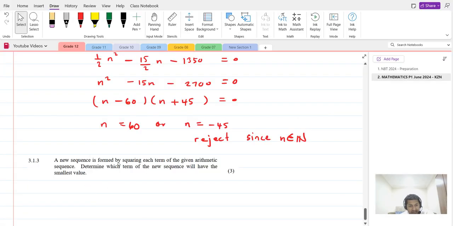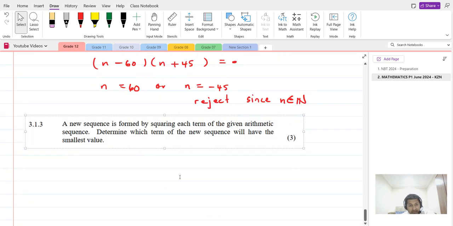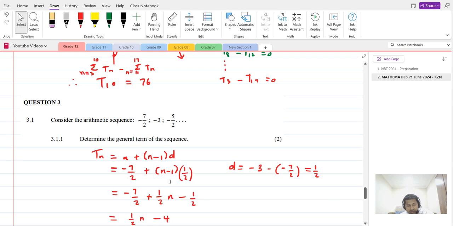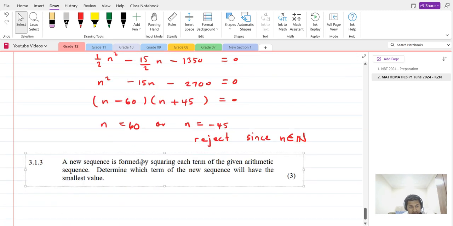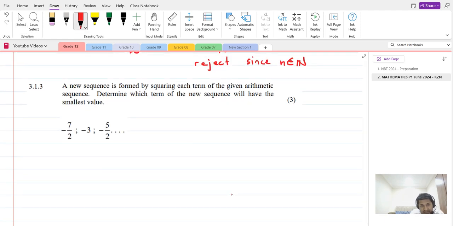The question at the end is always a little bit challenging. It's like level 4 types of questions where you need to apply critical thinking. A new sequence is formed by squaring each term of the given arithmetic sequence. Determine which term of the new sequence will have the smallest value. So nice question here. The new sequence is formed by squaring each term of this. But now read the question further. So I'm going to continue the sequence and say, okay, this is not the new sequence, that's the old sequence. The new sequence is just squaring.